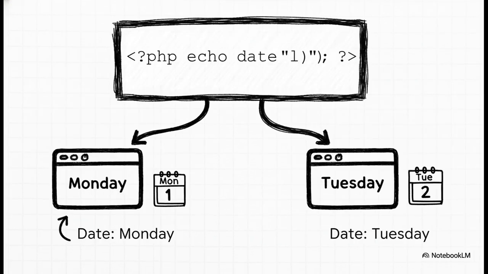But here, this is where it gets really cool. You can ask PHP to actually do something for you. In this example from the source, instead of just printing out text that we wrote, we're telling it to run a function called date. The server figures out what day it is right now and sticks that into the HTML. So if you visit the page on a Monday, it says Monday. Visit on a Tuesday, it says Tuesday. The code itself never changes, but the web page does. That is the magic of dynamic content.